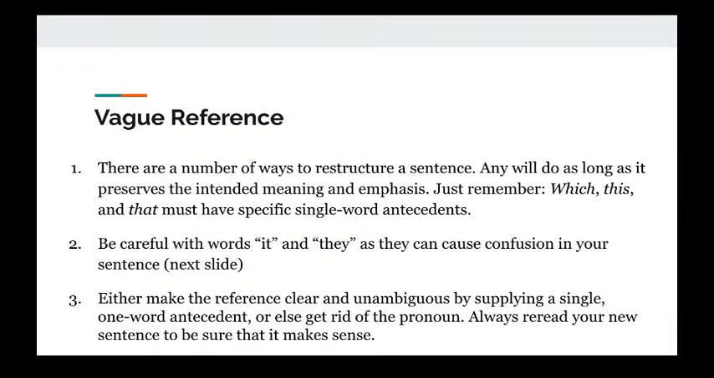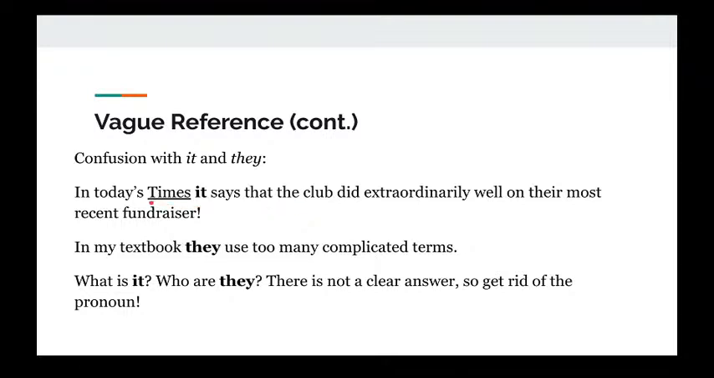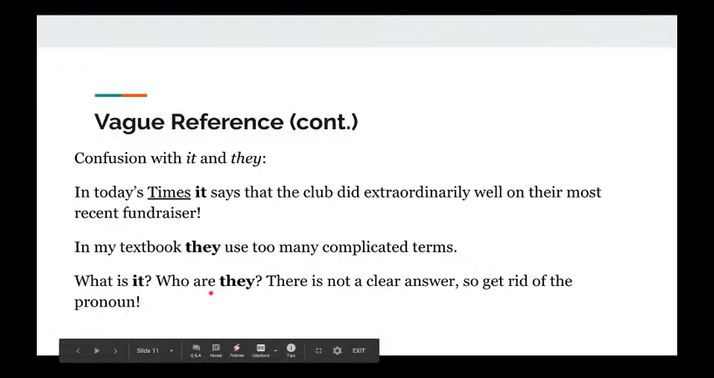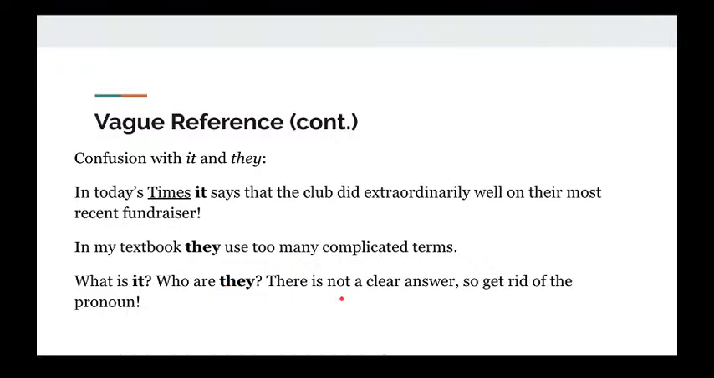So to revisit rule number 2 between the words it and they: in today's Times, it says that the club did extraordinarily well on their most recent fundraiser. In my textbook, they use too many complicated terms. What is it? Who are they? There is no clear answer in both of these sentences, so just get rid of the pronoun.